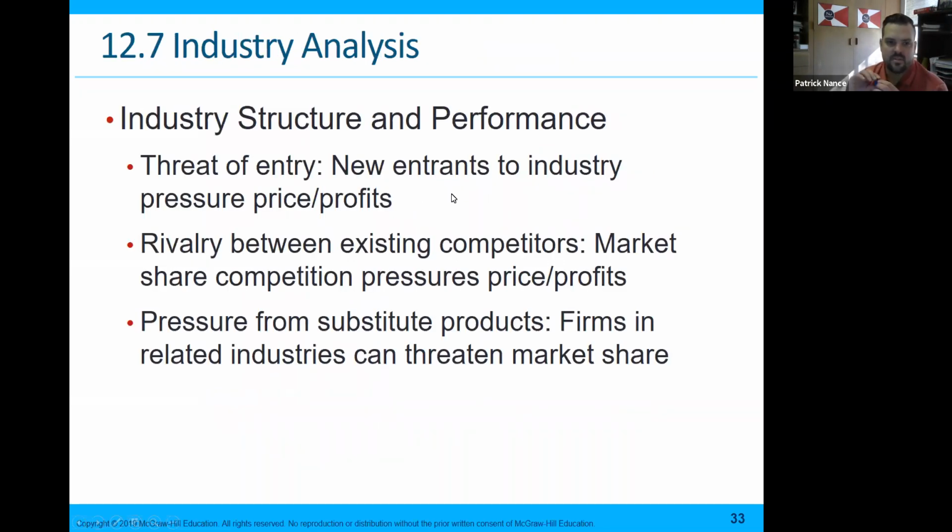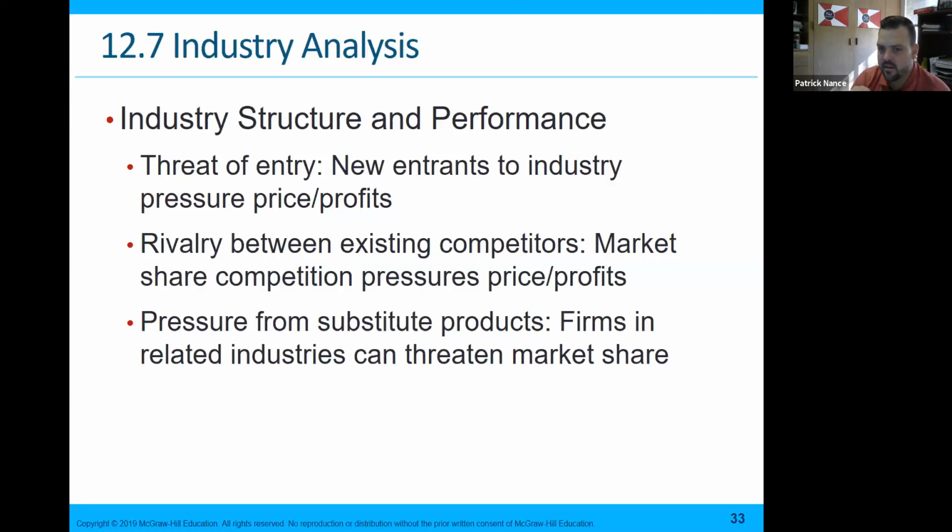Industry structure and performance. The threat of entry: new entrants and pressure on prices and profits. The easier it is for people to get into your industry, the more pressure there is on pricing and the more pressure there is to compete, to the point of making it so that others don't want to get into your industry because they can't compete with you.